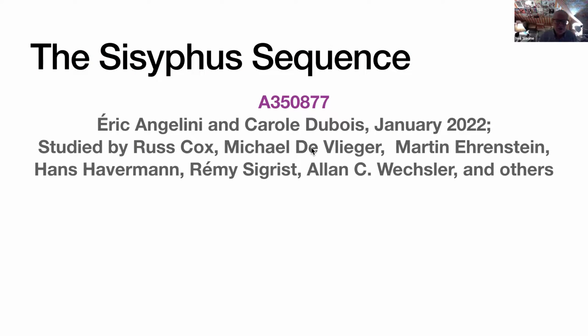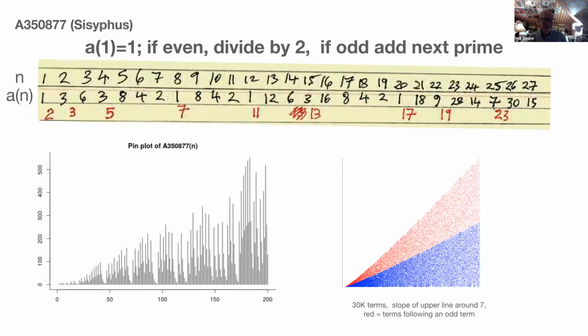Okay, so the Sisyphus sequence, it was sent in, it's one of Eric Angelini and Carole Dubois' creations. Many wonderful sequences in the OEIS come from Eric. And this caught a lot of people's imagination. And many of my friends and the OEIS worked on it. But sad to say, we still don't know the answer. And here it is. So the rule is, it's a bit like the Collatz problem in a way.